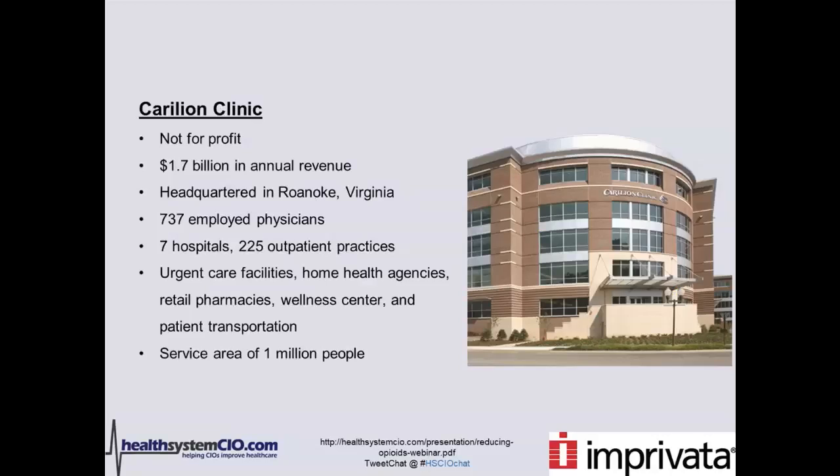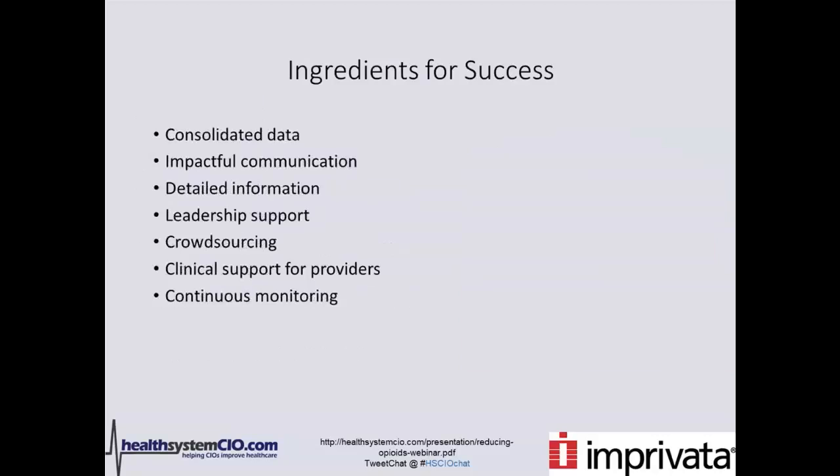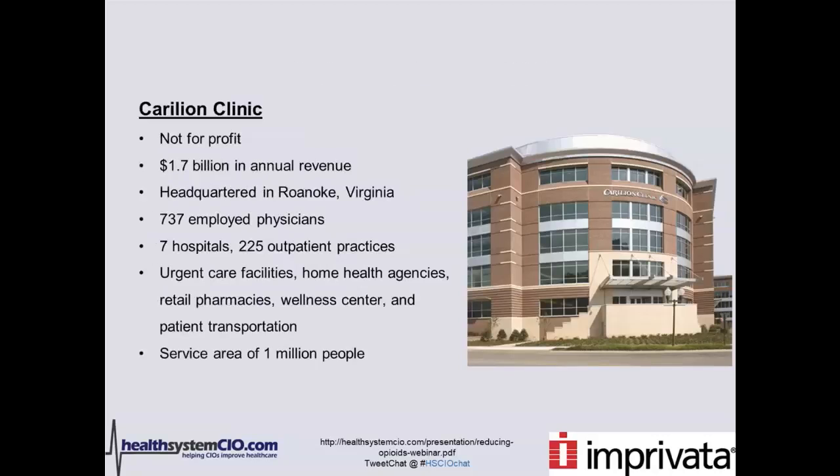So a little bit of context, we jumped fast. A little bit of context about our organization. We are a not-for-profit healthcare organization. Our revenue is around $1.7 million. Our headquarters is in Roanoke, which is in the southern part of Virginia. We have around 737 employed physicians, 7 hospitals, and 225 outpatient practices. So as you can see from this data, we have a very strong footprint in ambulatory and outpatient care.